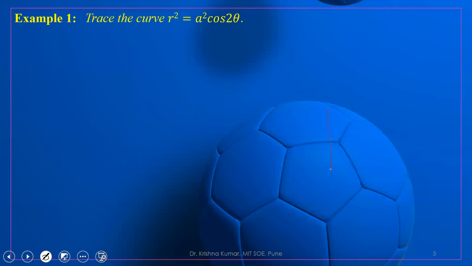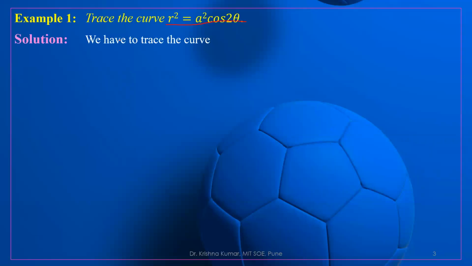So let us try to trace the curve. We want to trace the curve r square is equal to a square cos 2 theta. The name of this curve is called lemniscate. So, r square equal to a square cos 2 theta. What is the first point? If you want to trace this curve, the first point is symmetry.